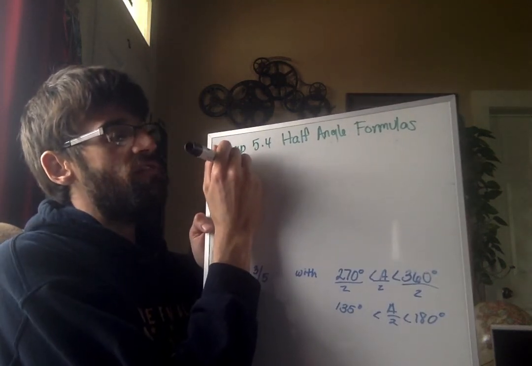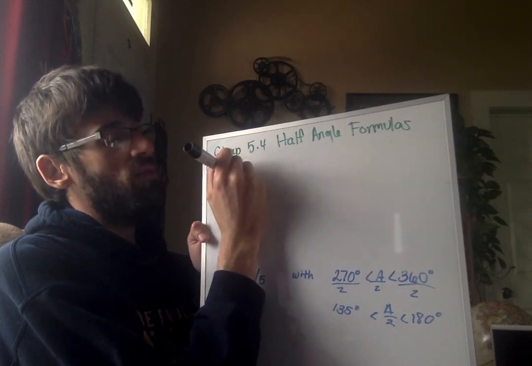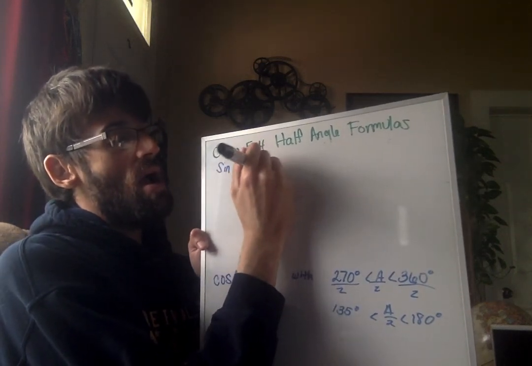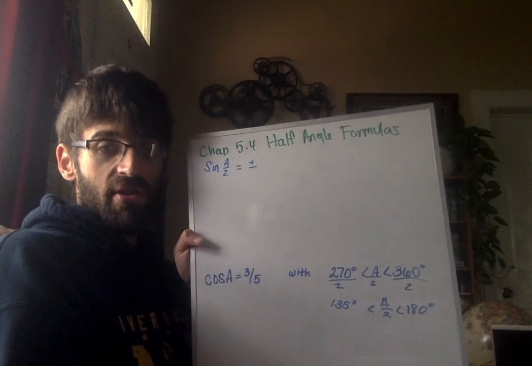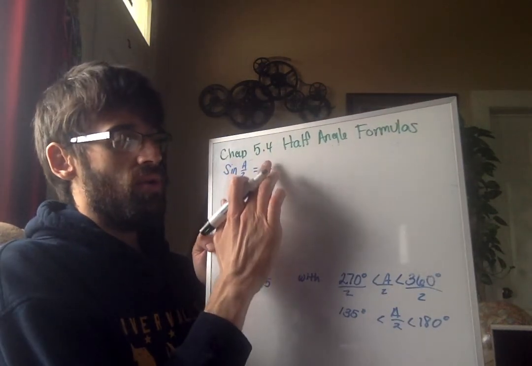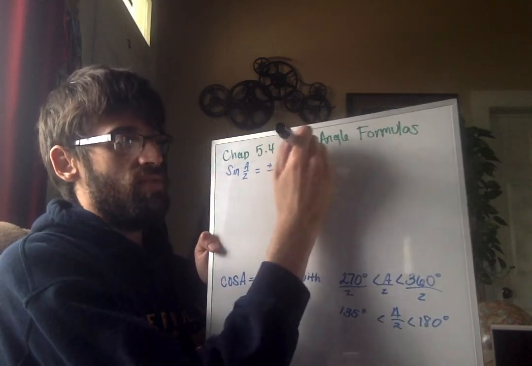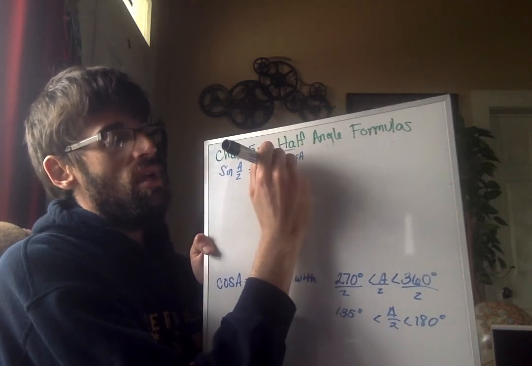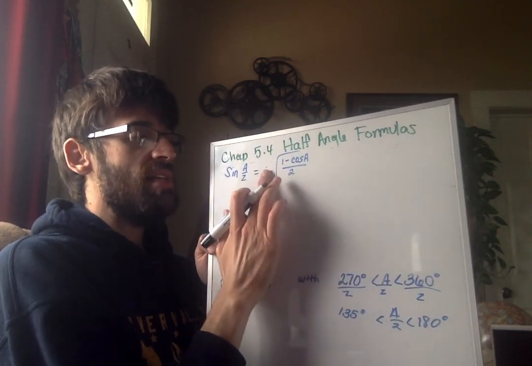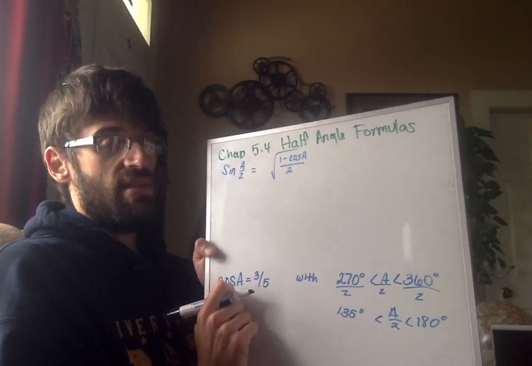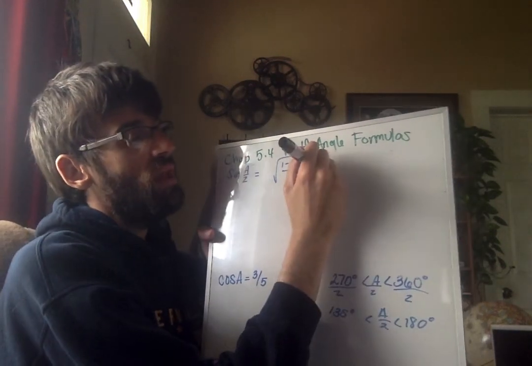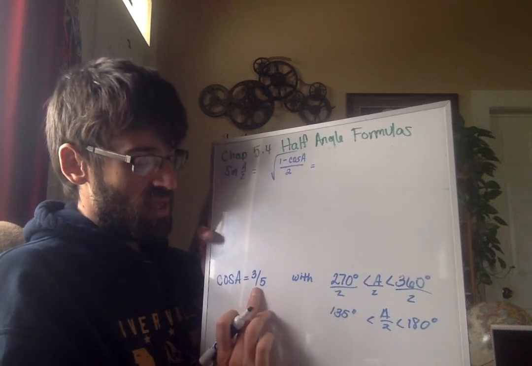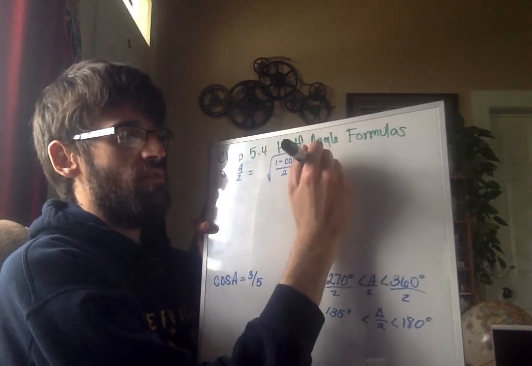So when I go to find sine of A over 2, I'm going to have plus or minus. Well, since this is in quadrant 2, sine is positive in quadrant 2. Since it's positive in quadrant 2, I'm just going to erase this. Then what I'm going to do is plug this 3/5 in for cosine of A.